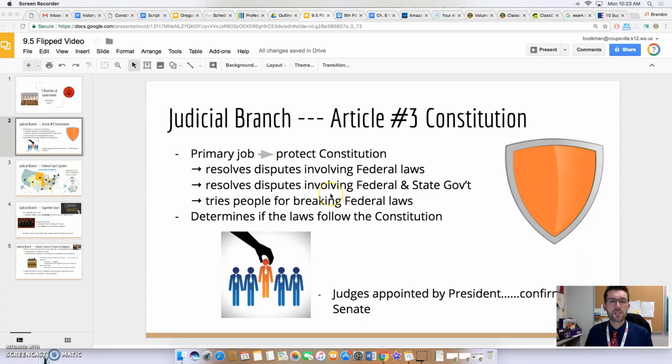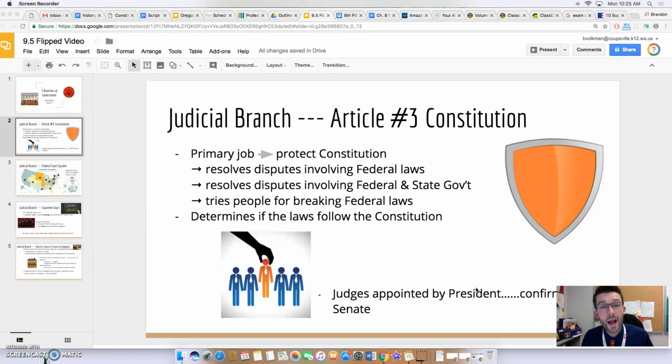Finally, the Supreme Court, or the judicial branch, tries people for breaking national laws. So if there's people who break laws that the federal government put in place, it is the Supreme Court that hears that case. The judges for the judicial branch are appointed by the president and then confirmed by the Senate. So whoever our president is, he or she will choose people, and then the Senate will say whether or not these people could be good judges.